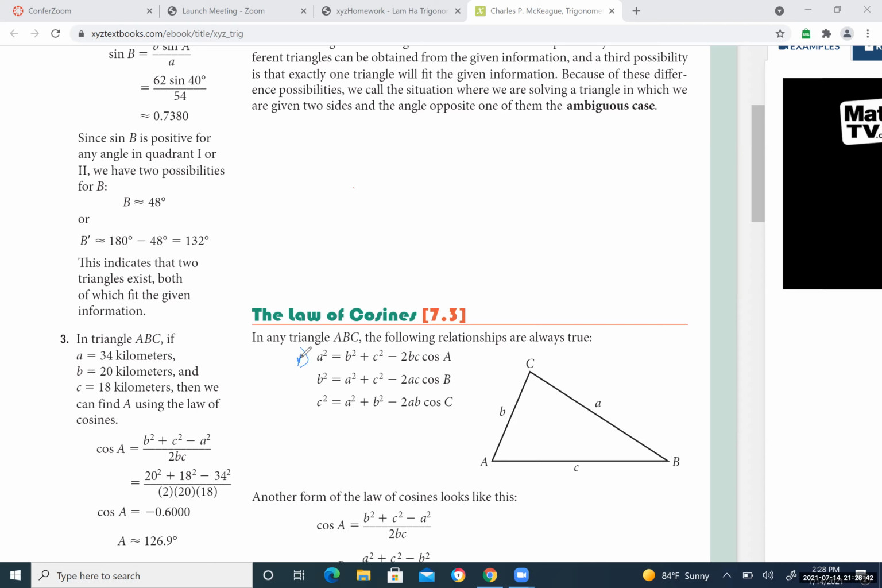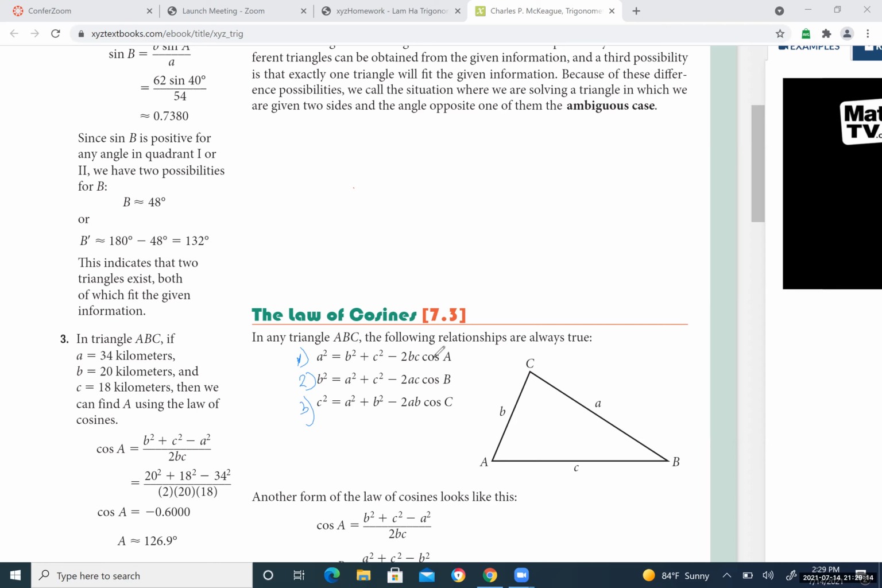This is formula 2, and this is formula 3. They are equivalent. It just depends on what they're asking you, then you would choose that formula to apply. So the way to remember this, for example, we have a squared equal to b squared plus c squared, minus 2 times b times c, times cosine of angle A.